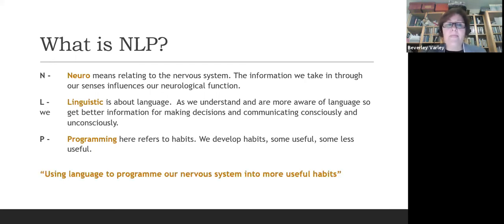In a nutshell, NLP is about using language to program our nervous system into more useful habits. We know this is possible because we can train ourselves. We can train ourselves to eat better. We can train ourselves to sleep better. We can train ourselves to do physical exercise. We are adapting our behavior, replacing poor habits with better habits. So that's what NLP does. But one of the things it does do, it does very quickly. Some of the techniques are designed to do it quickly. And why shouldn't you do it quickly if there's a way in which to do it quickly? And that's one of the key distinctions between NLP and other therapies.